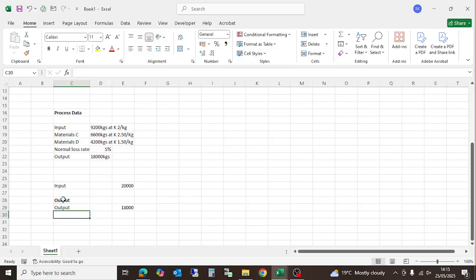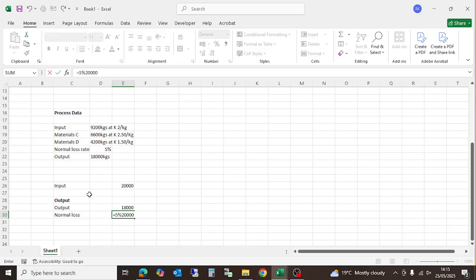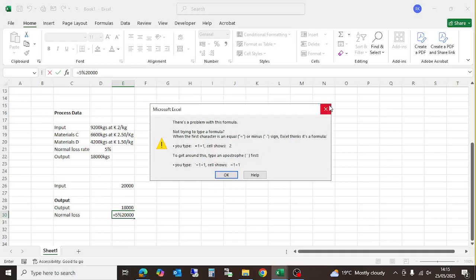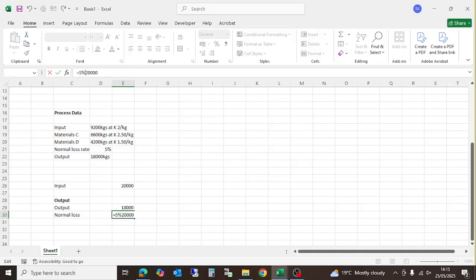For instance, they said normal loss is 5% of the input, so we have normal loss on the output: 5% times the 20,000, which is 1,000.